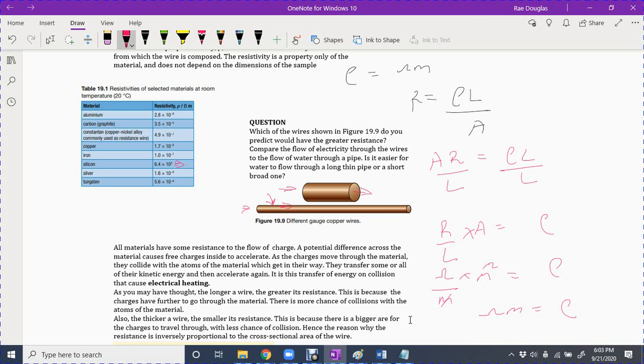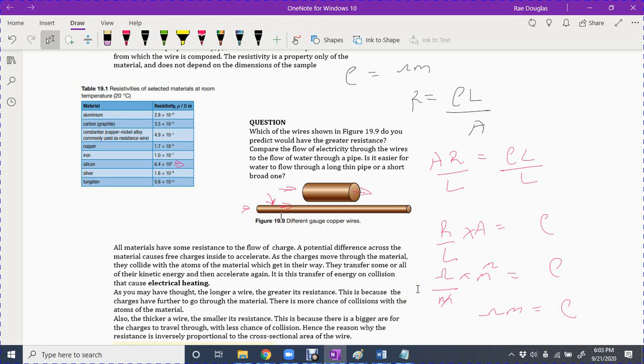Now guys, all materials have resistance to the flow of charge. This is the notes part of it now, guys. Right? So a potential difference across materials causes free charges inside to accelerate. Now it says as the charge moves through the material, they collide with the atoms of the material which get in their way. They transfer some or all of their kinetic energy and then accelerate again.